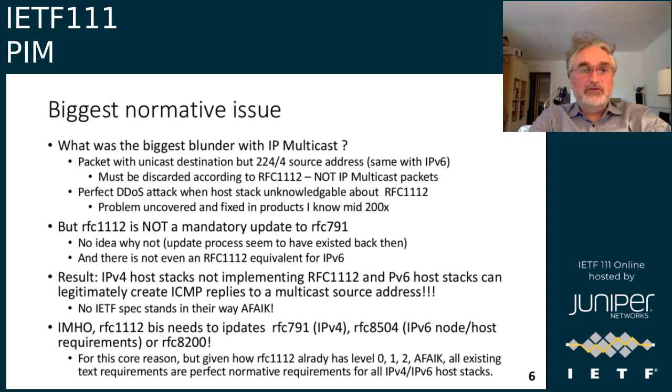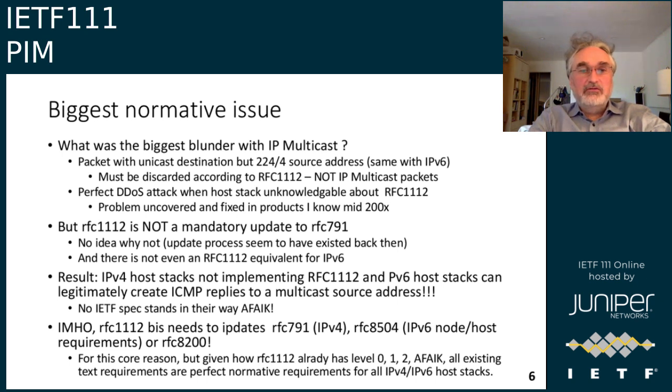Those perfectly well resulted in denial of service attacks in a distributed fashion, with the unicast destination returning a multicast packet with ICMP port unreachable or something like that. And that, of course, is correctly written as you must drop these packets in 1112, but 1112 was never mandated anyplace else, so a lot of implementations didn't do it. We fixed most of it in the early 2000s. But it is not today a mandatory update for 791 IPv4.